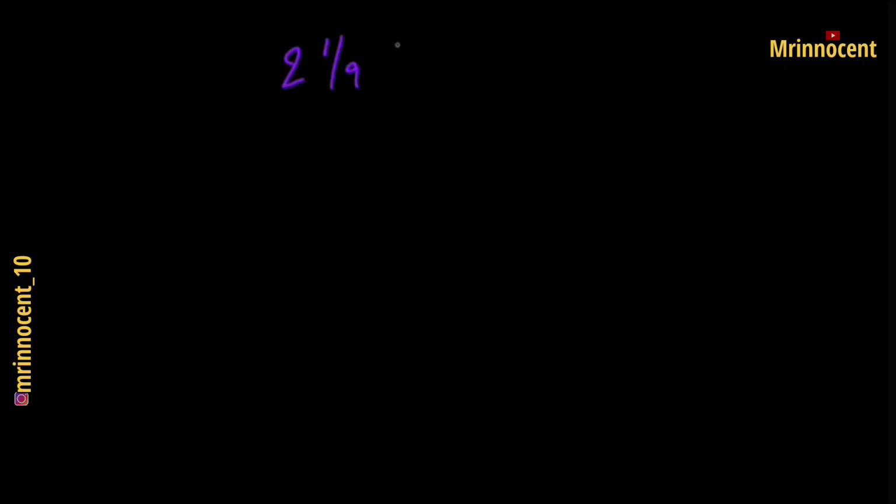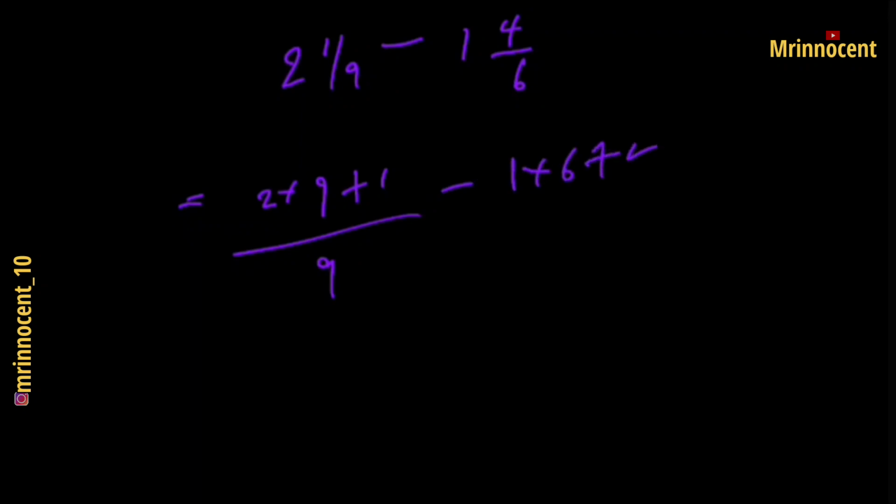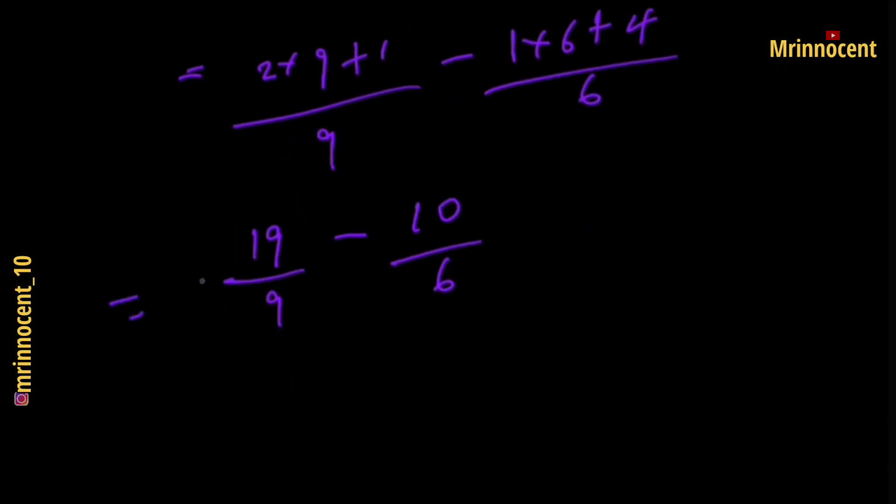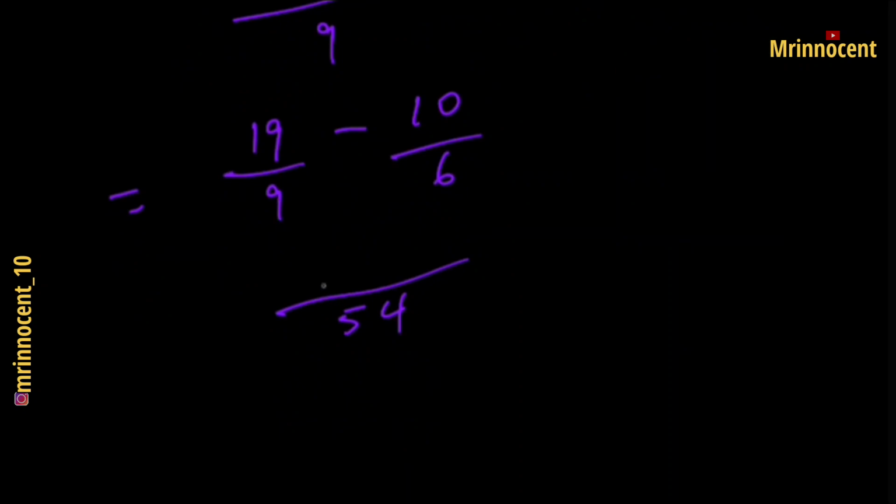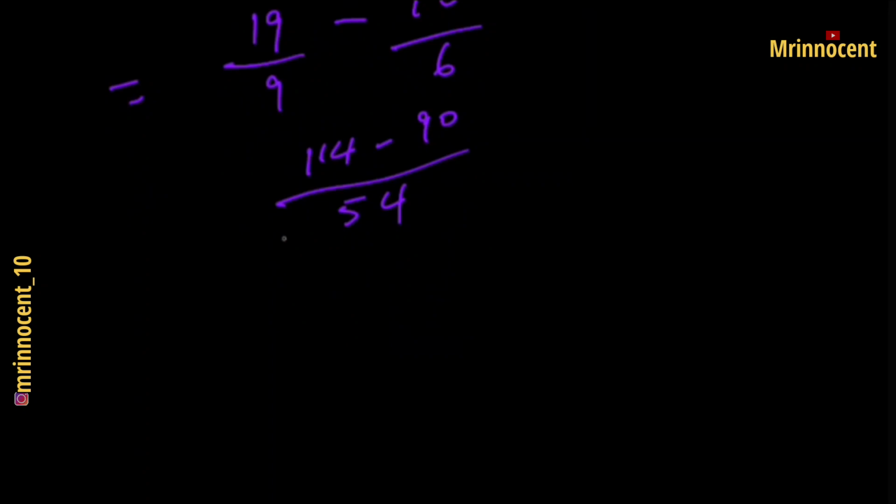2 whole number 1 over 9 minus 1 whole number 4 over 6. So here you have 2 times 9 plus 1 over 9 minus 1 times 6 plus 4 over 6. So here you have 19 over 9 minus 10 over 6. The LCM is 54. So 9 into 54 is 6, times 19 is 114, minus 6 into 54 is 9. 9 times 10 is 90. So 114 minus 90 is 24 over 54.